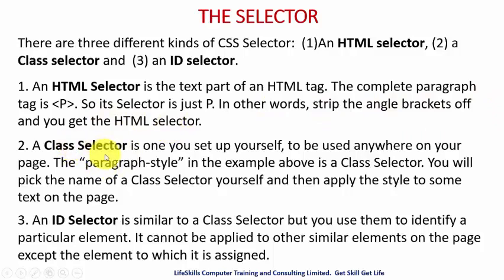But in the case of a class selector, you can use it anywhere on your page. The paragraph style that I used above is a type of class selector. So you decide the name of the class selector by yourself, then you apply the style to some text on the page. An ID selector is similar to a class selector, but you use it to identify a particular element. It cannot be applied to other similar elements on the same page.